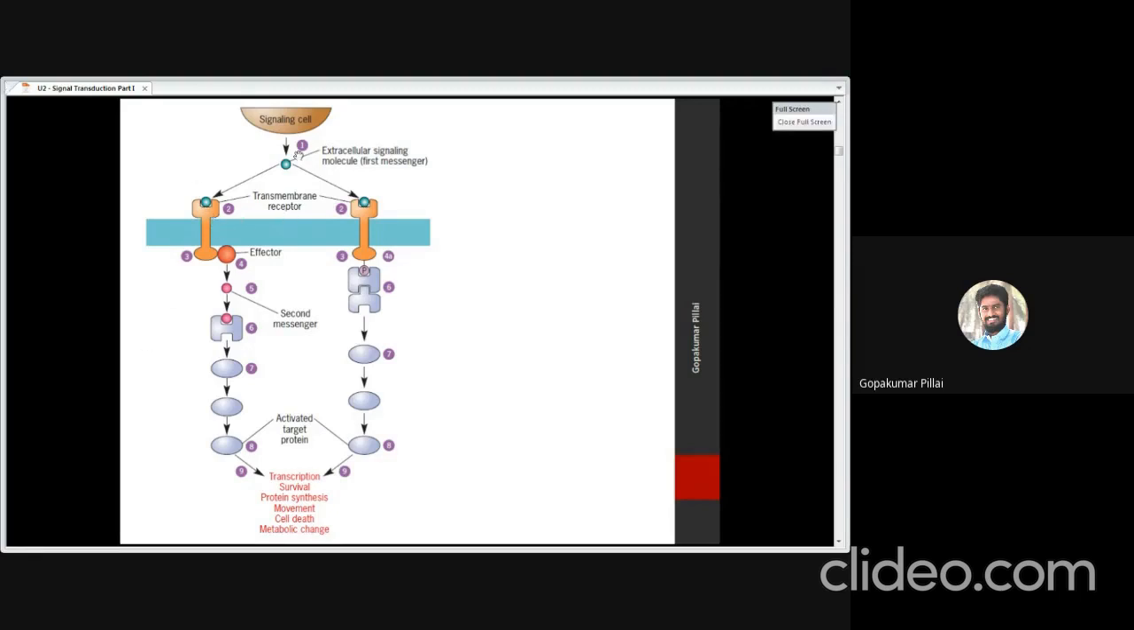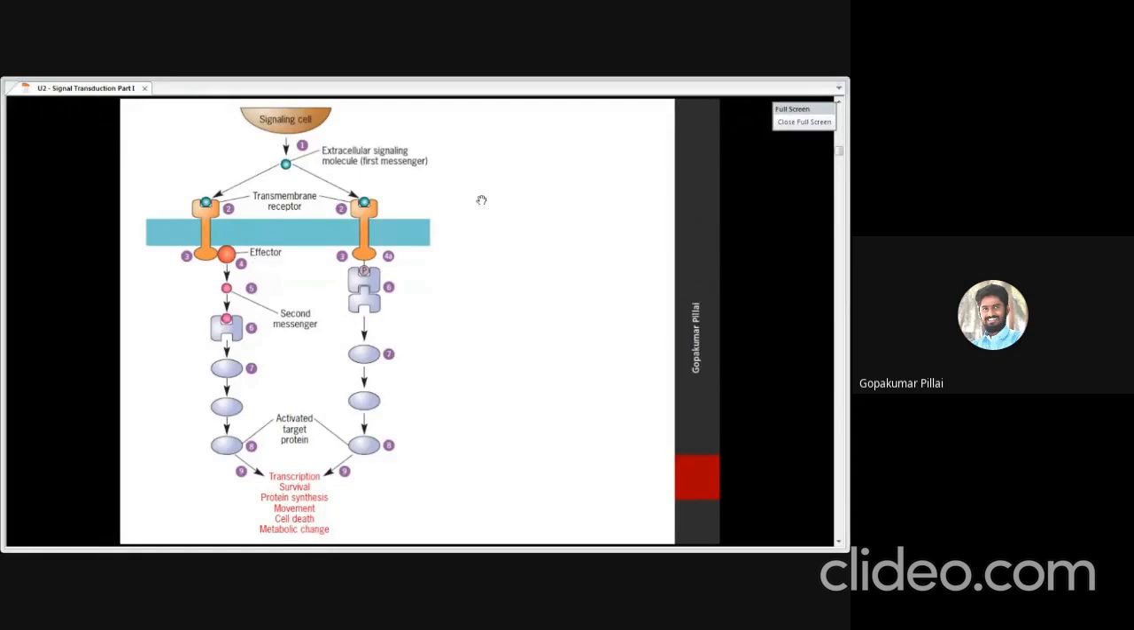So as you can see here, the extracellular messenger binds to the receptor. The receptor is present on the second cell, and the extracellular messenger is released by the first cell. The receptor is present on the cell membrane of the second cell. So the extracellular messenger can pair up with the receptor present on the second cell, and further the signal can be transmitted to the cell interior.